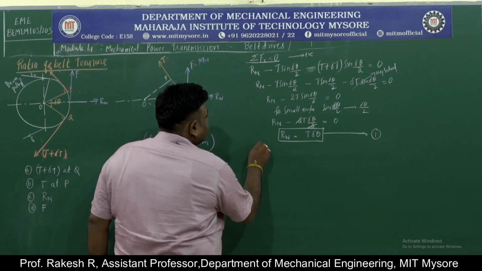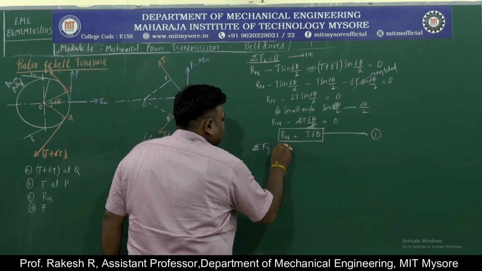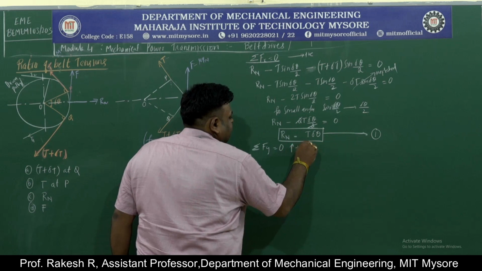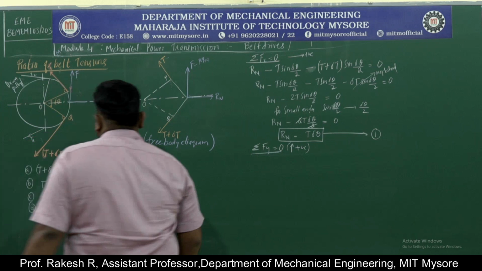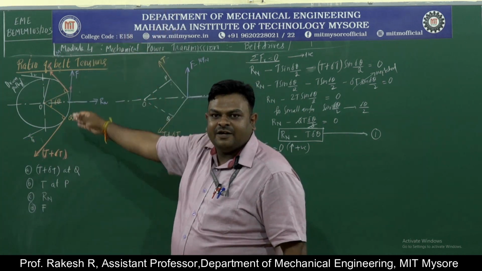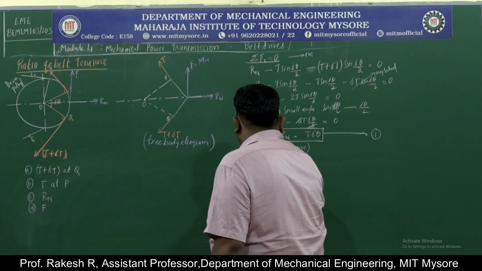Next, another one: we will take summation of vertical forces is equal to 0. Treat positive for upward forces. So what are the upward forces here? Again we have F, it is a frictional force. I will write F.